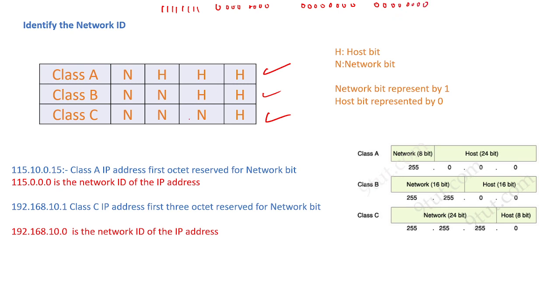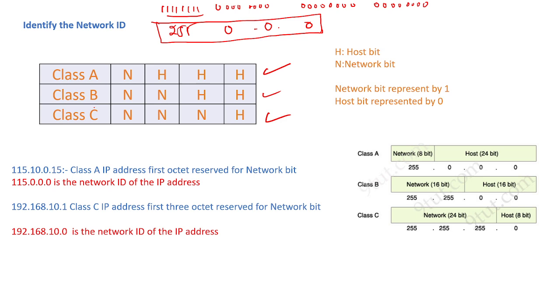0s for the remaining bits, so that is 32 bits now: 1 2 3 4 octets, 32 bits. If I apply the formula 2 to the power of n minus 1, it will be 255, correct? And then 0 0 0. So this is the subnet mask of the class A IP address.